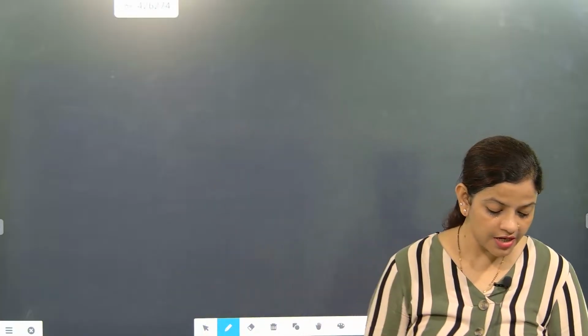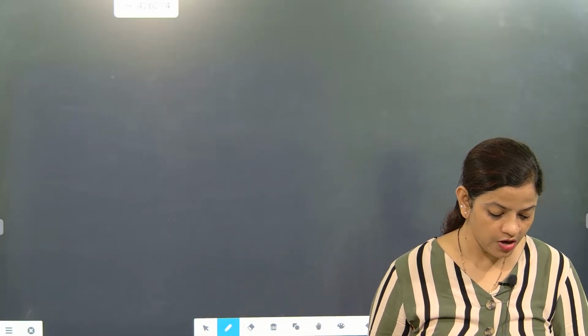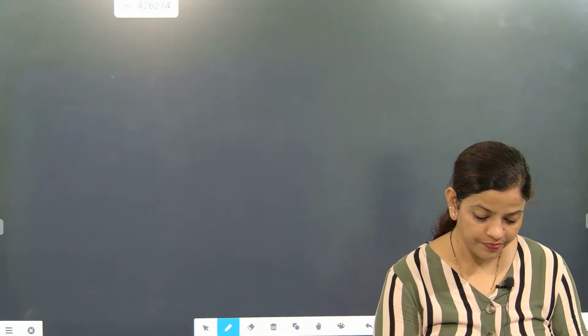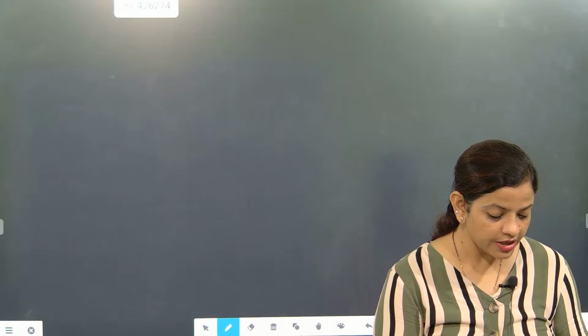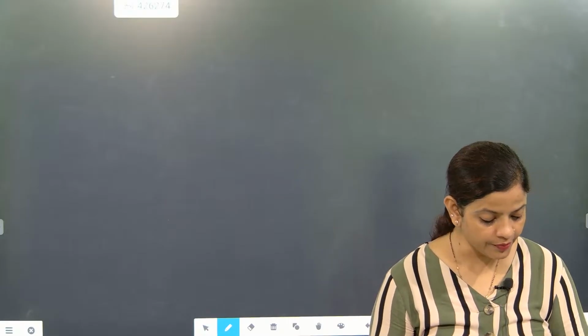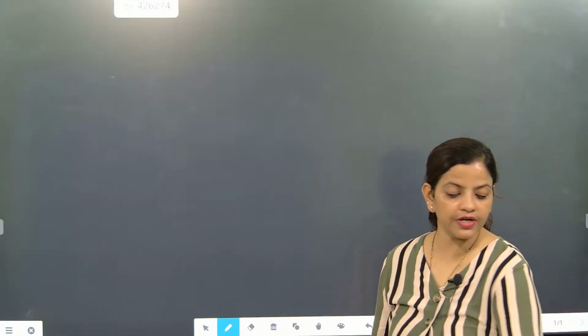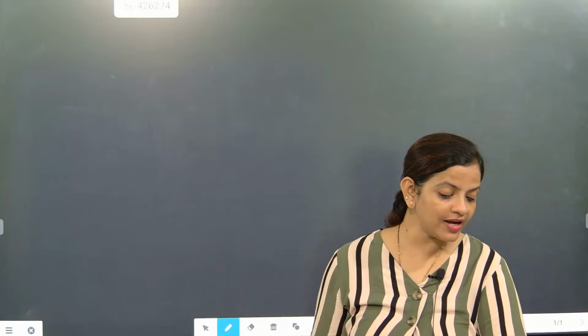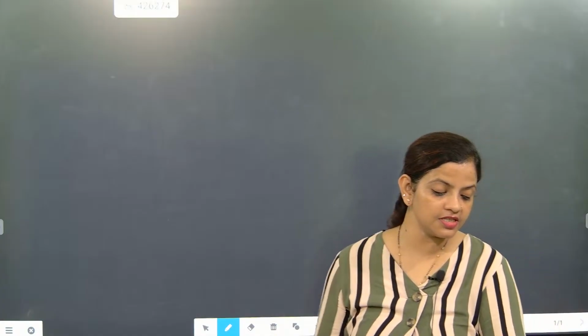Another important point: exercise 9.1 we are going to do. The first question: two circles are congruent. Two circles are congruent if they have the same radii. Yes, if they have the same radii, two circles will be congruent. Prove that equal chords of congruent circles subtend equal angles at their center. Note down what they are asking.